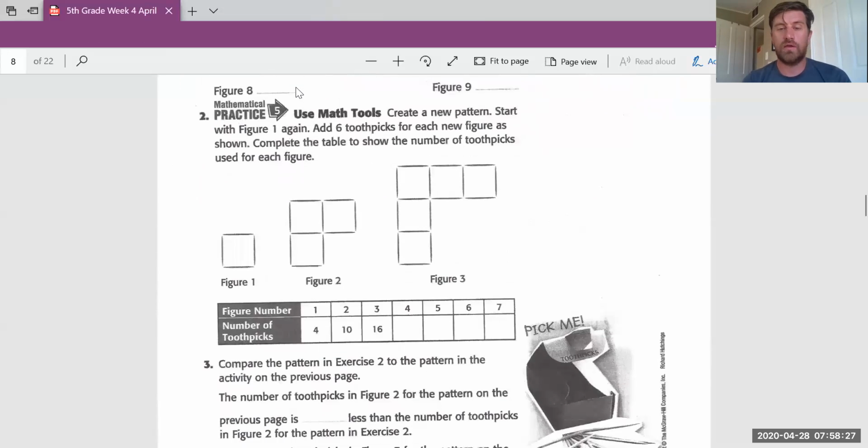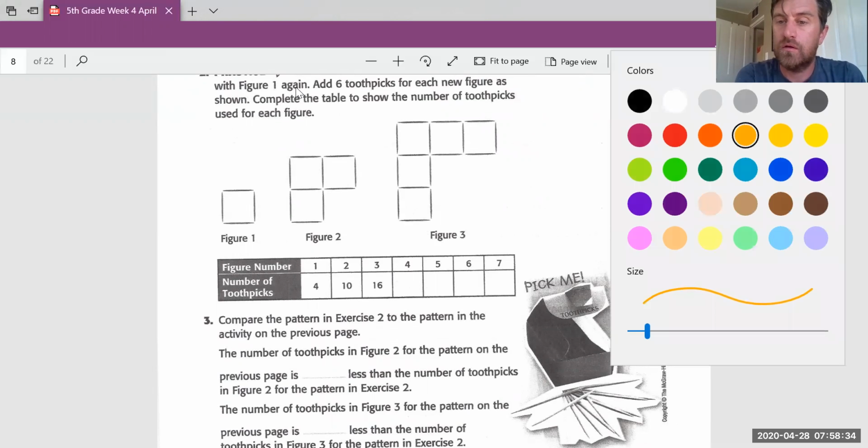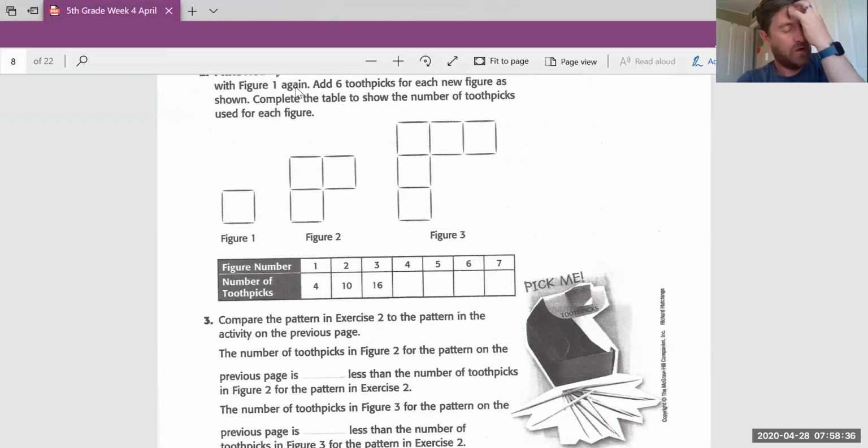This one, guys, this one always gave me trouble. And I'll explain why to you right now. When you look at it, figure 1 to figure 2 to figure 3. I used to do this as a mistake.